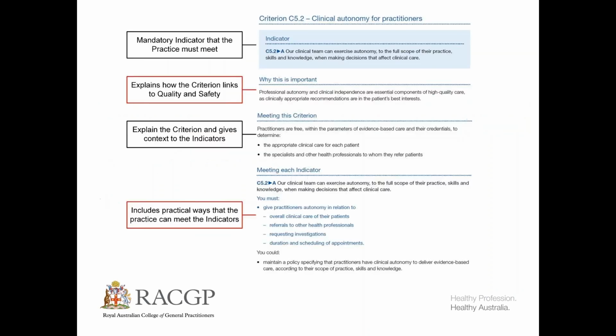Here's an example of a criterion in the 5th edition standards. You'll note that there's a lot of similarity to the 4th edition, for example, the indicator format, where being flagged with the triangle denotes a mandatory requirement. And there have been a few changes to the way the explanatory notes have been set out. So now we've got "why this is important", which explains how the indicators and criterion support quality and safety in practice; "meeting this criterion", which gives the reader more context; and then "meeting each indicator", which describes what a practice must do as a minimum in order to meet the standards. And it also goes on to describe what a practice could do as well.